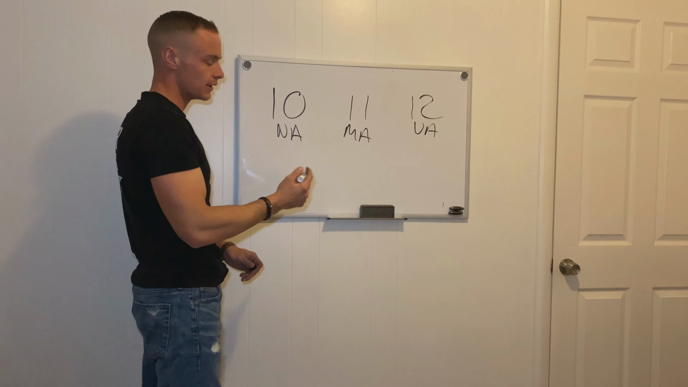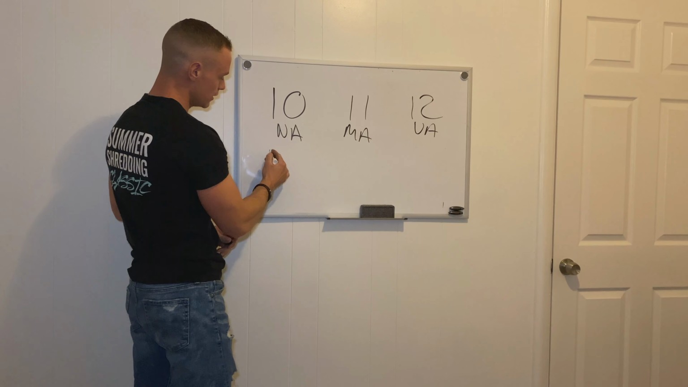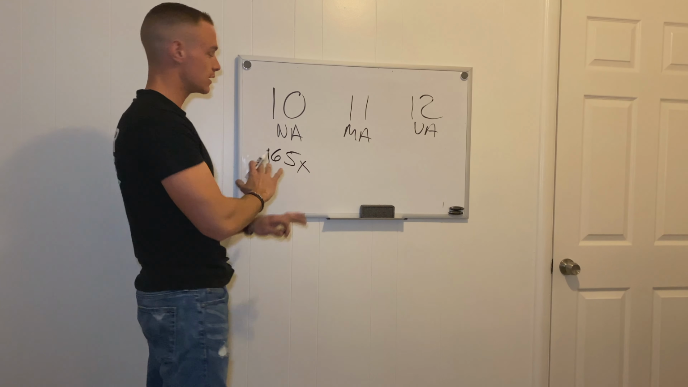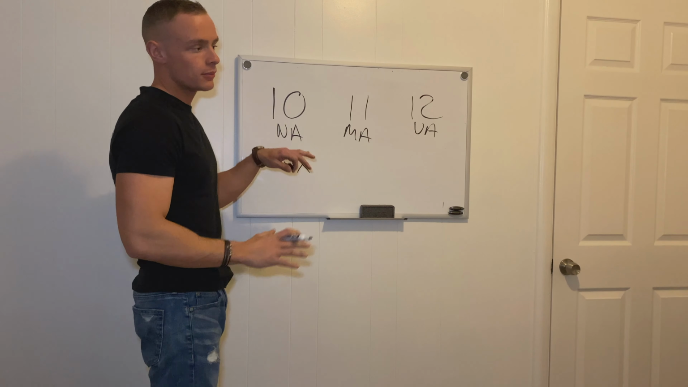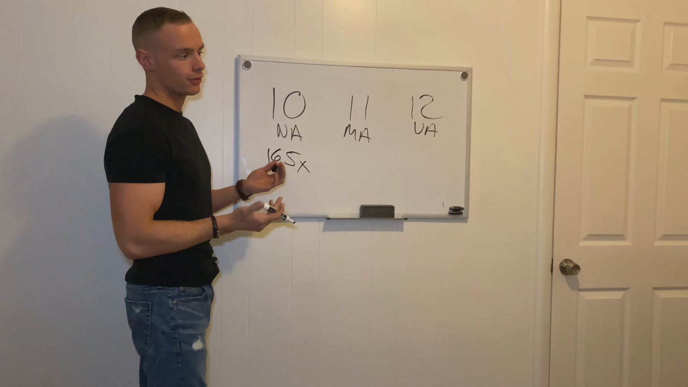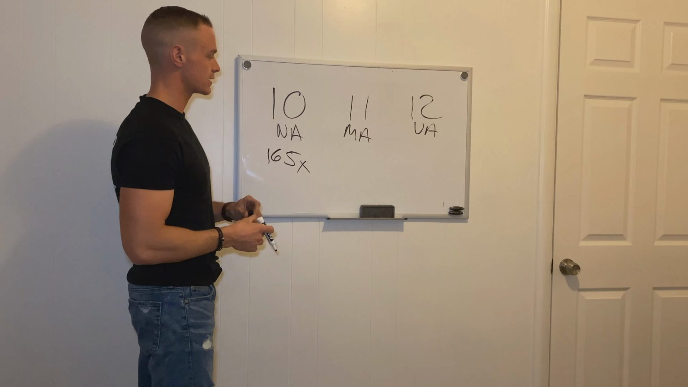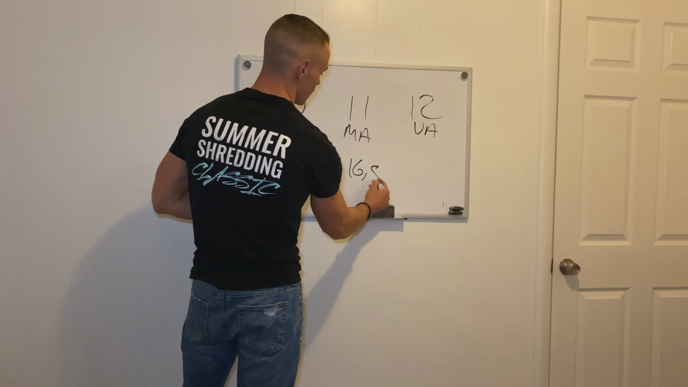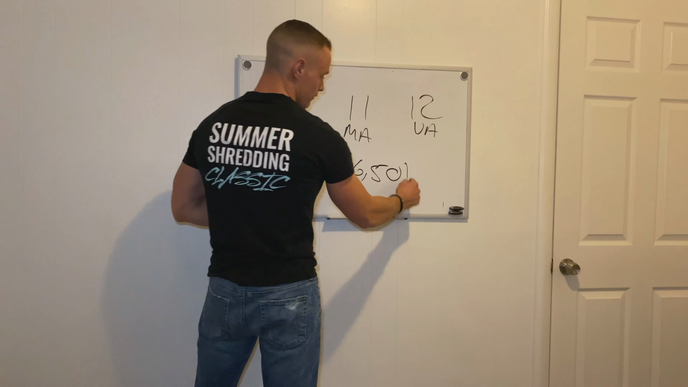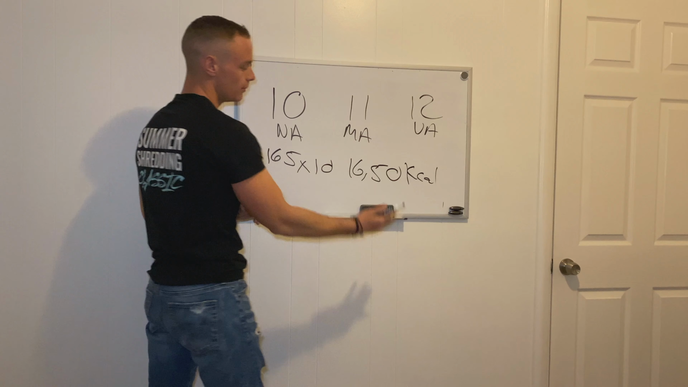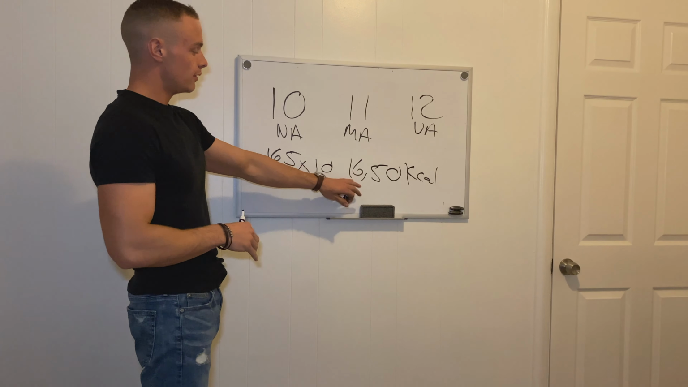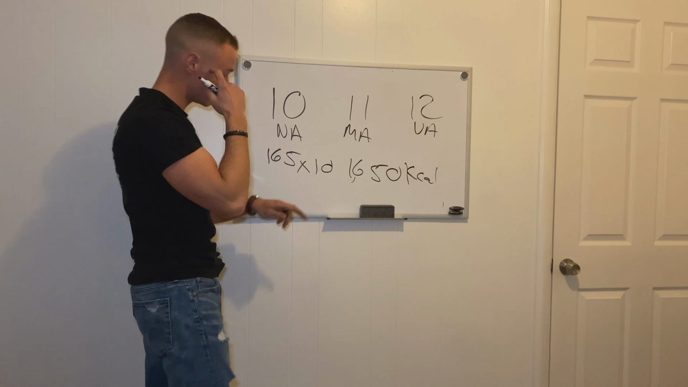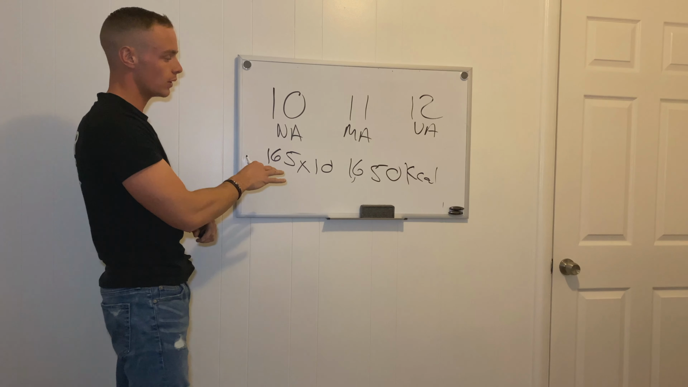Now, let's run numbers real quick. Let's say you're 165 times 10, and you're not active. Let's say you go to work, you're not moving that much, you come home and you don't put in 30, 45 minutes of physical activity. You'll times that, and you're looking at that many calories to maintain your weight.